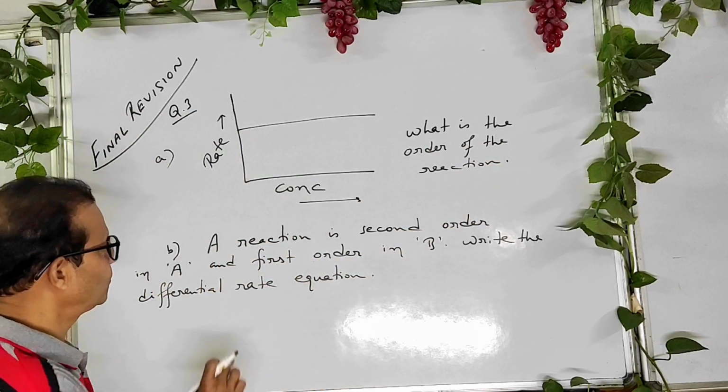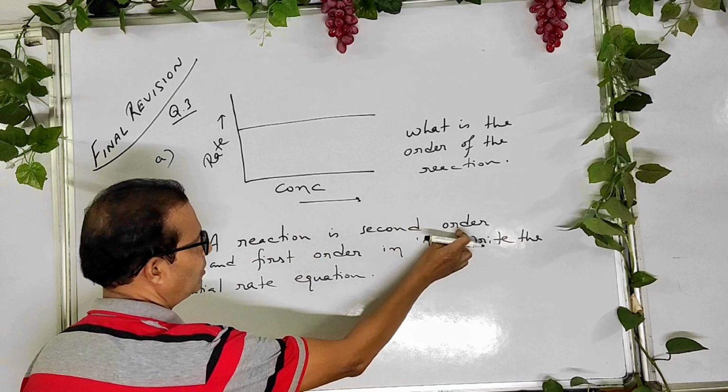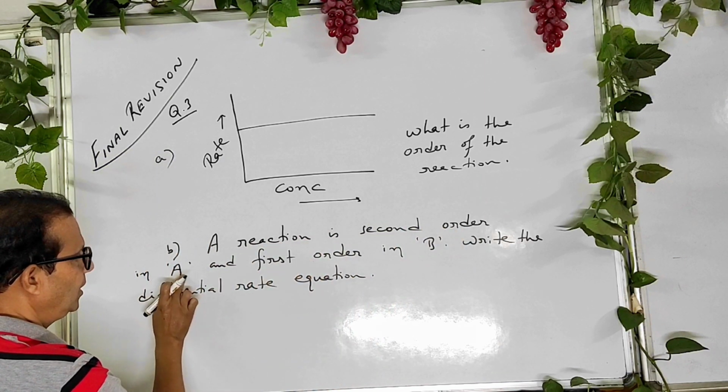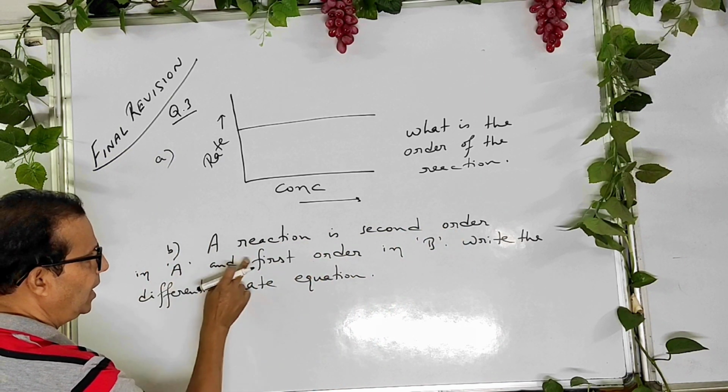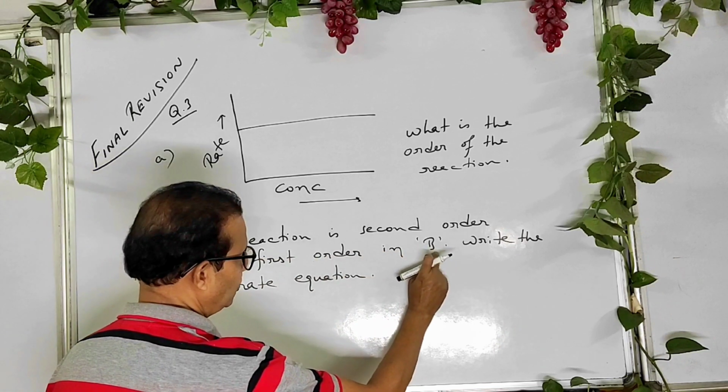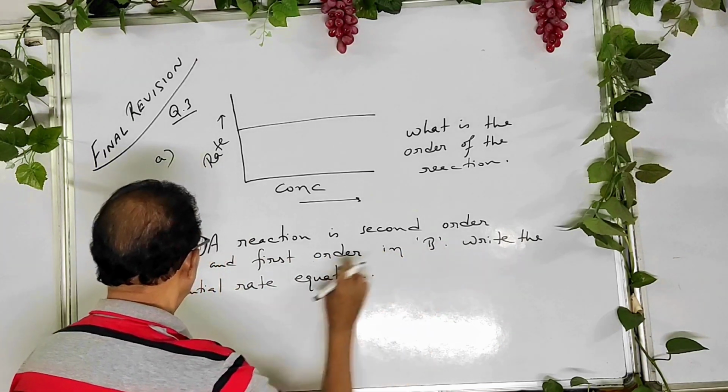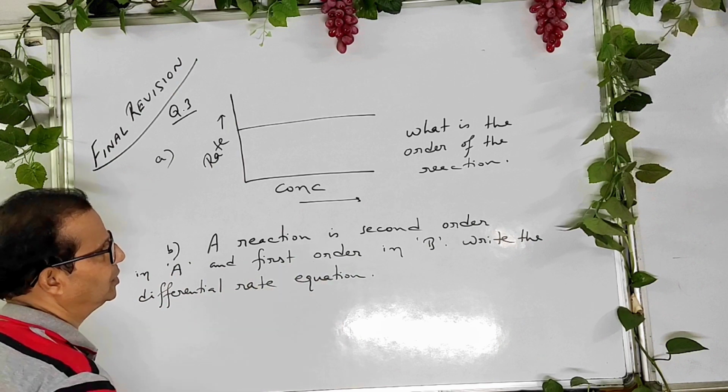Another question: a reaction is second order with respect to A, the reactant, and first order with respect to B, another reactant. Write the differential rate equation.